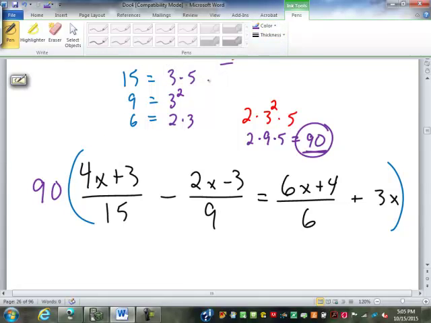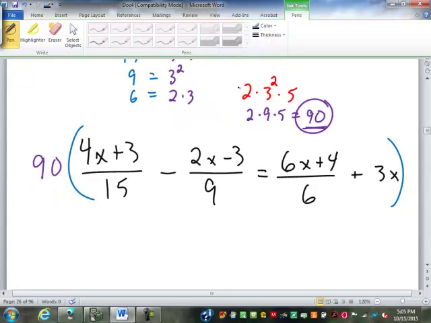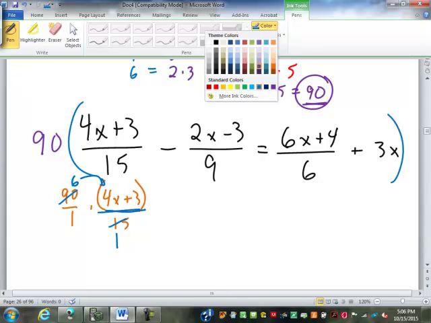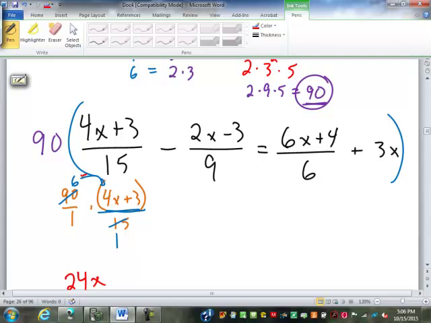So this is going to be times 90. Oops, that's not what I want. Different color. 90 over 1 times 4x plus 3 over 15. I want to put this in parentheses for a very good reason. 90 and 15 cross cancel to give me 1 and... What's 90 divided by 15? 6. We still have to distribute through this parentheses with the 6. 6 times 4x, 24x, and 6 times 3, 18. Now this negative here could give us nightmares.